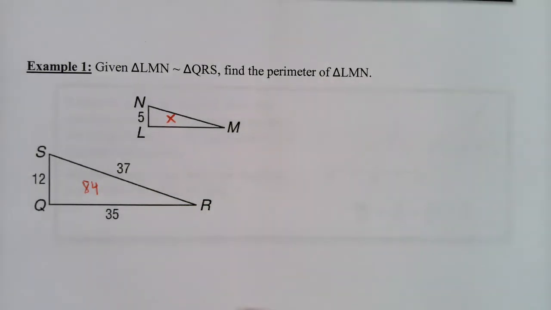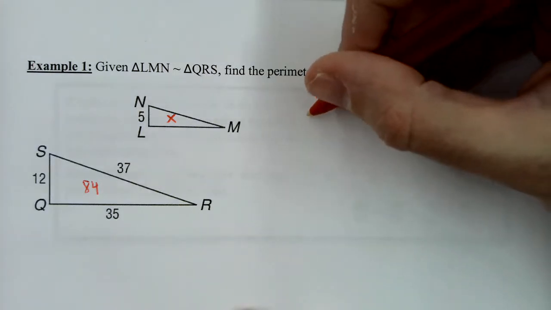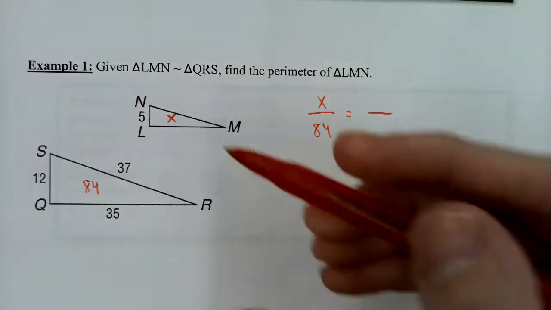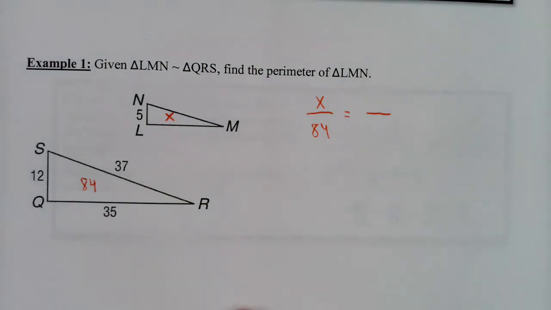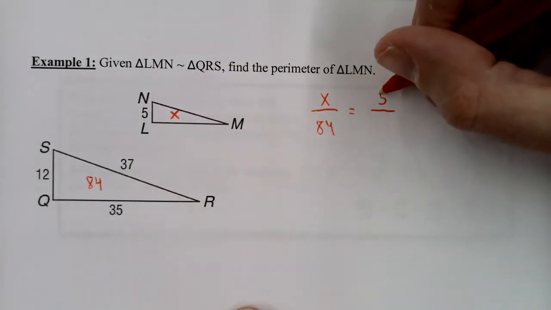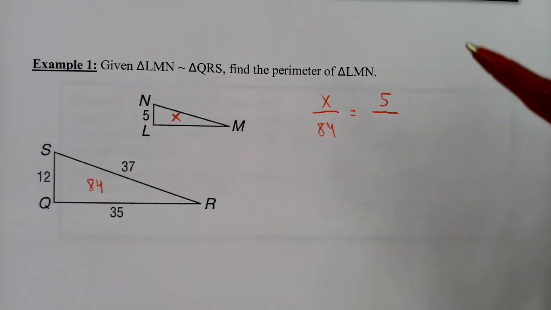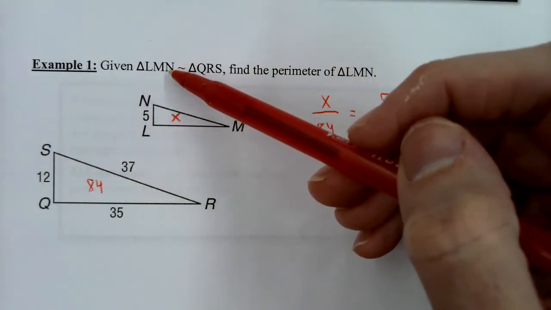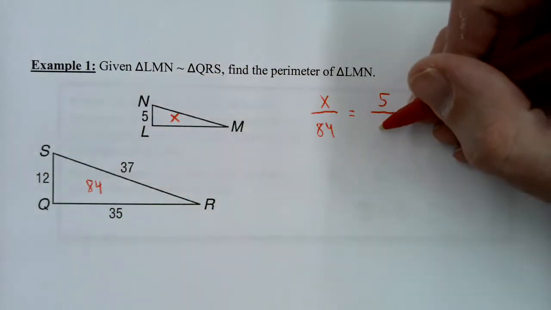So here's what we're going to do. We're going to write a proportion. I'll do X over 84. The perimeter of this one is X. The perimeter of the big one is 84. So I'm doing the perimeter here, X, over this perimeter 84, is going to equal 5 over the corresponding side to 5. Okay? So what side does 5 correspond to? Okay, well, first of all, 5 is on NL. So NL corresponds to SQ, which is 12.